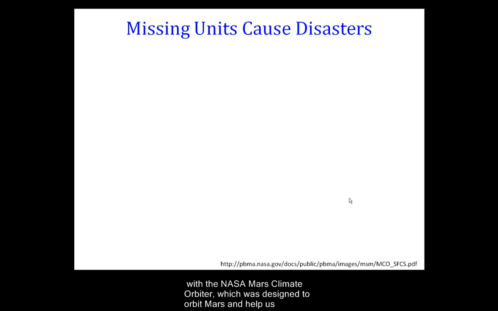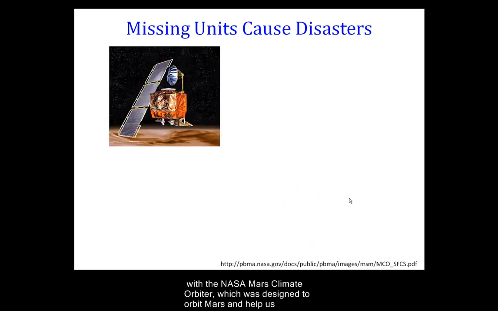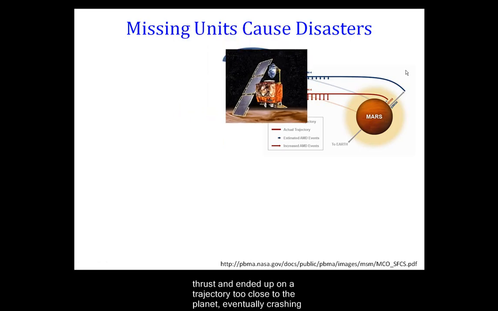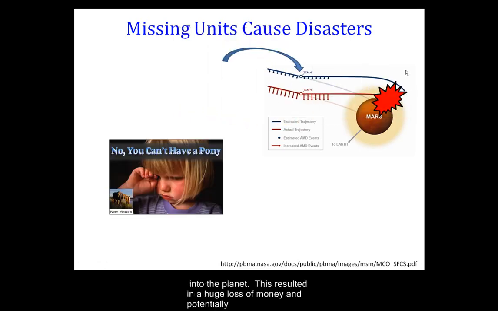One famous incident from 1998 occurred with the NASA Mars Climate Orbiter, which was designed to orbit Mars and help us study the weather there. Lockheed Martin, which built the satellite, specified the thrust in pounds, but NASA scientists assumed that the thrust had been reported in newtons. The blue path shows the estimated trajectory for the orbiter, but because scientists and engineers did not include the units, the orbiter did not have as much thrust and ended up on a trajectory too close to the planet, eventually crashing into the planet.